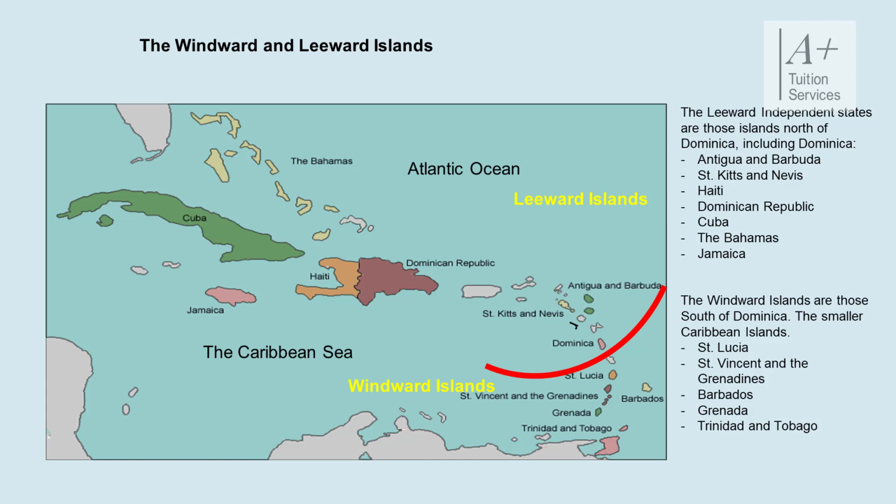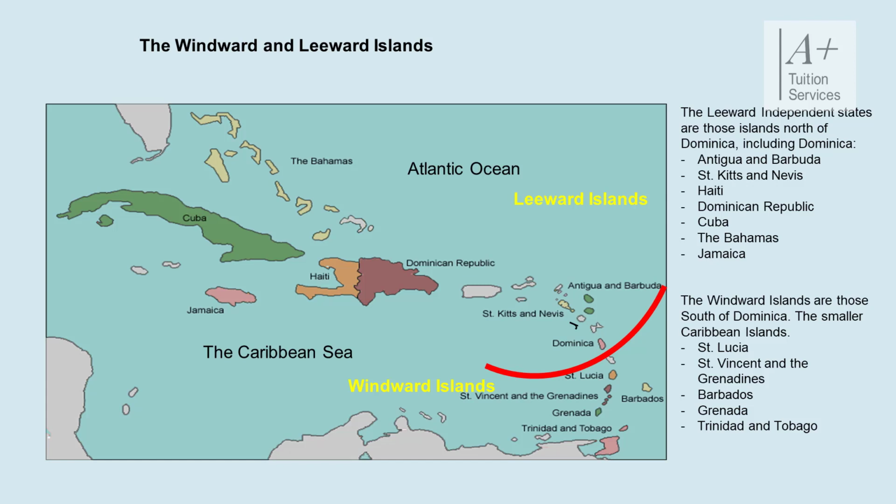When we talk about the Windward Islands or the Windward independent states, it is to the right, to the bottom of Dominica, go down. So we have St. Lucia, we have St. Vincent and the Grenadines, we have Grenada, Barbados, Trinidad and Tobago. Those are the Windward Islands, and those are the relatively smaller islands, located directly at the bottom of the Caribbean chain.